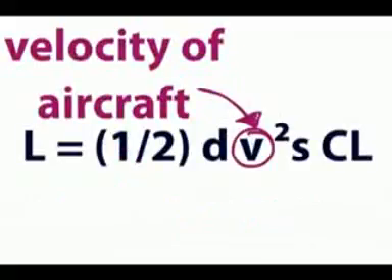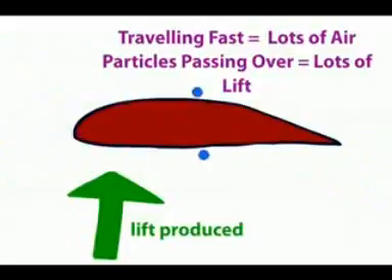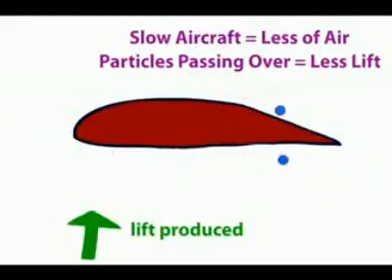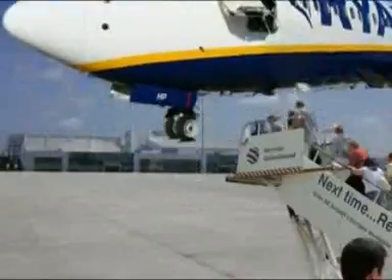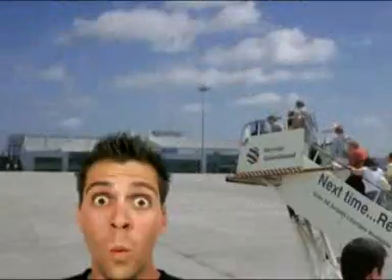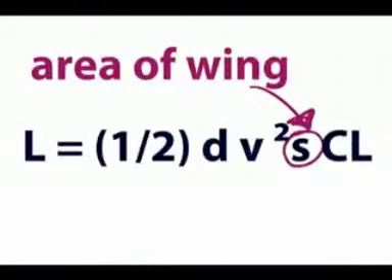This, V, stands for the velocity of the aircraft. Here, you can see we are traveling quickly, and lots of air particles are traveling over the wing in 1 second. Just as before, more air particles passing over a wing means more lift is created. When we go slower, as we are here, less particles are traveling over the wing, meaning less lift is generated. This is why aircraft have to run down the runway quickly to get lift, and can't take off while the passengers are still boarding. This S stands for the area of the wing.